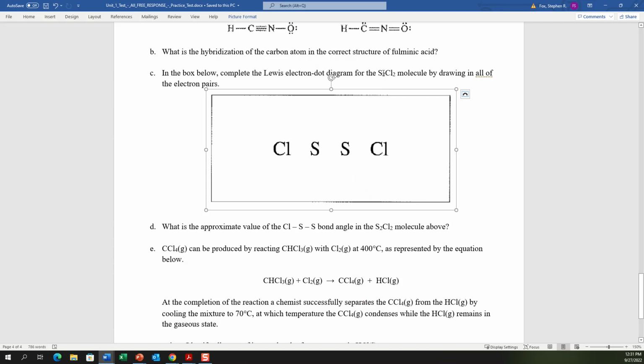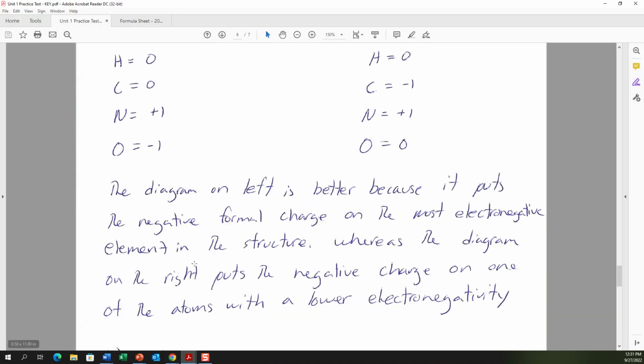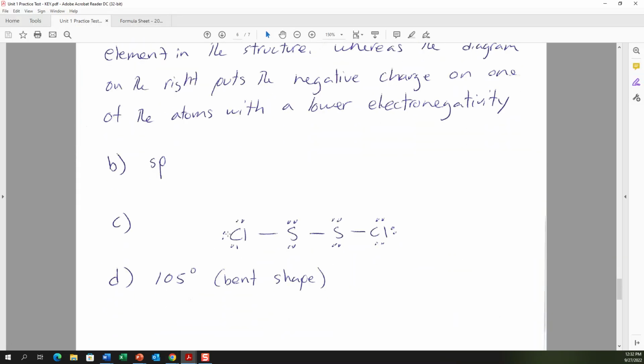So sulfur is coming in with 6, so you've got 6 times 2, that's 12, and then you have plus 14 for each of the chlorines. So 12 plus 14 is 26 dots. So 2, 4, 6, 8, 10, 12, 14, 16, 18, 20, 22, 24, 26. So that gives us our dot structure. I've kind of explained it in words, but this would be the structure. That's all you would need.